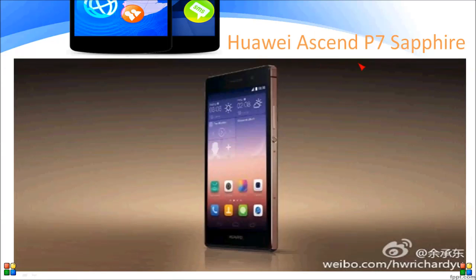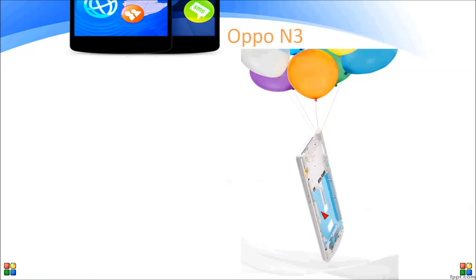This is Huawei's Ascend P7 Sapphire. This phone is the first phone that has a sapphire screen, which is supposed to be really hard, almost unbreakable. No other phone has it though.